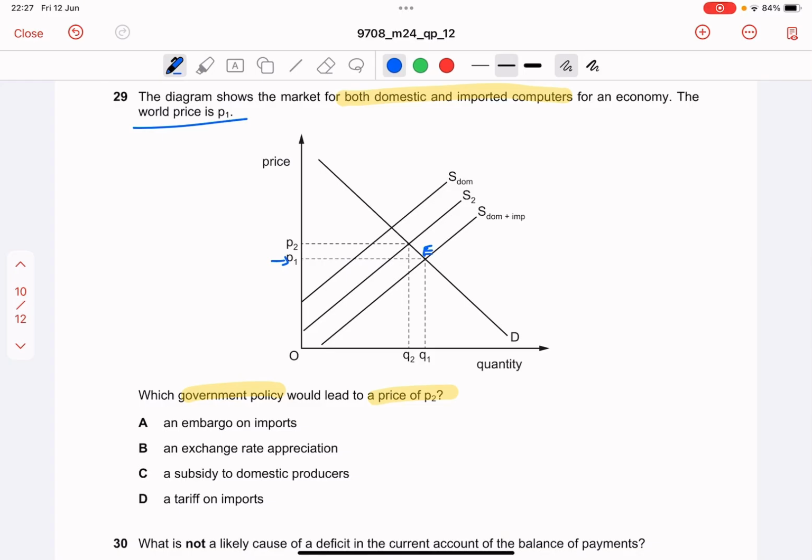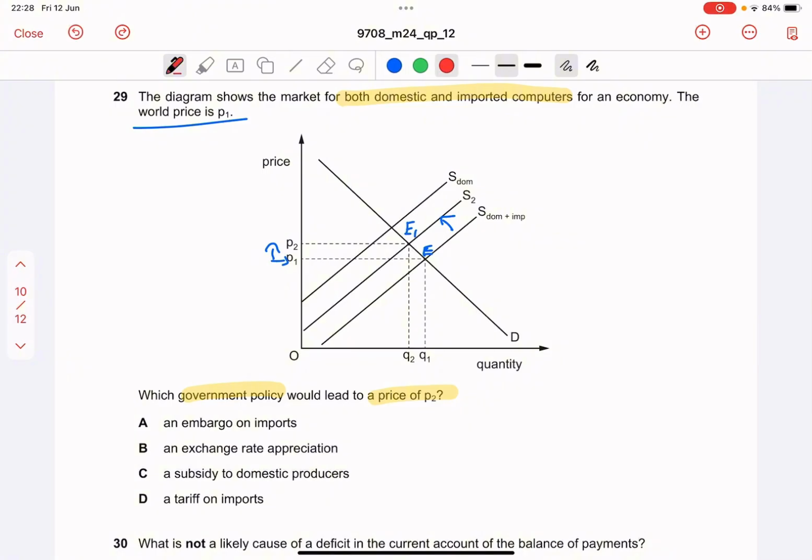Now the price has increased up to P2, right? So the new equilibrium is right here for P2. So now basically for the price of P1 to increase to P2, the supply curve has shifted to the left to S2. So basically it's asking which policy could have shifted the supply curve to the left, right? So let's look at the options.